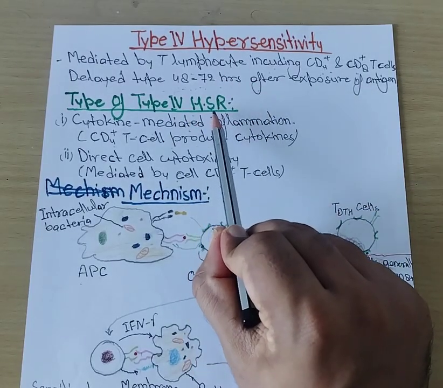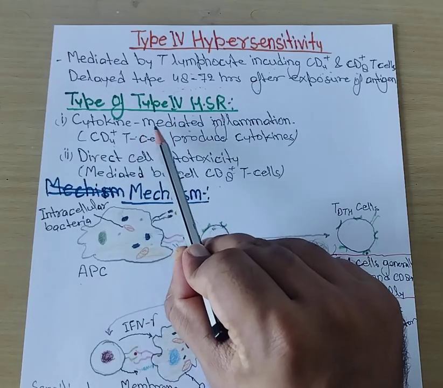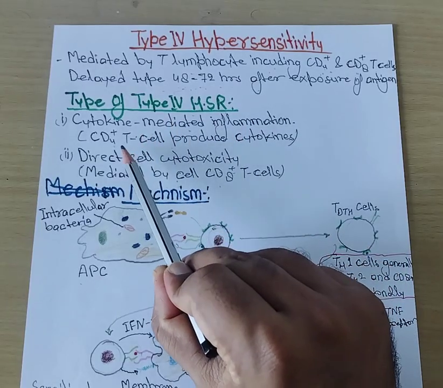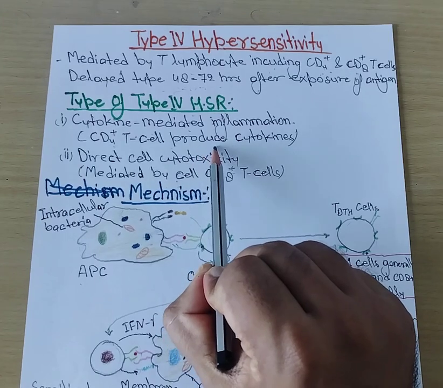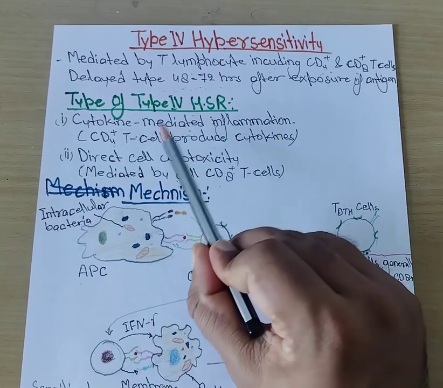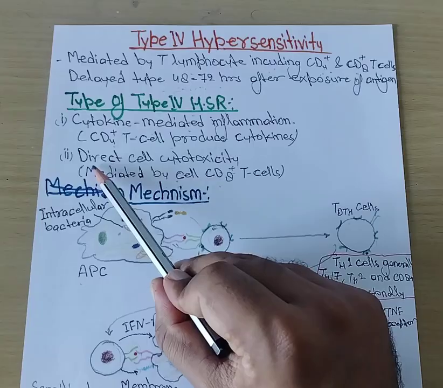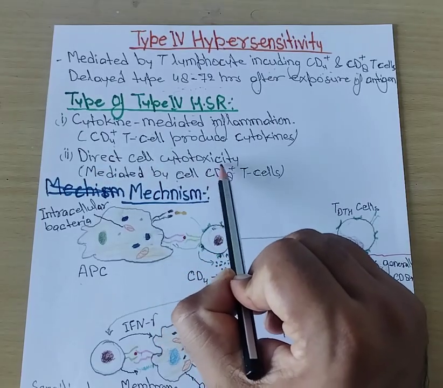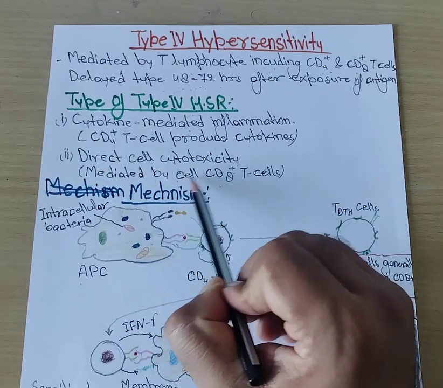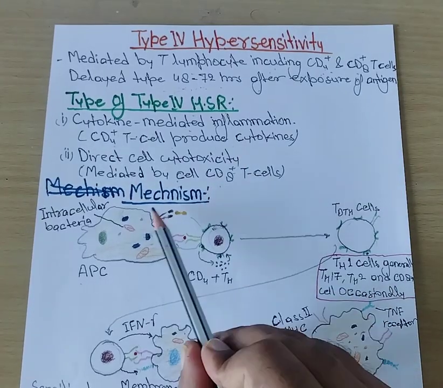The types of type 4 hypersensitivity reaction are cytokine mediated inflammation, where CD4 T cells produce cytokines and cause inflammation, and direct cell cytotoxicity, which is mediated by CD8 T cells.